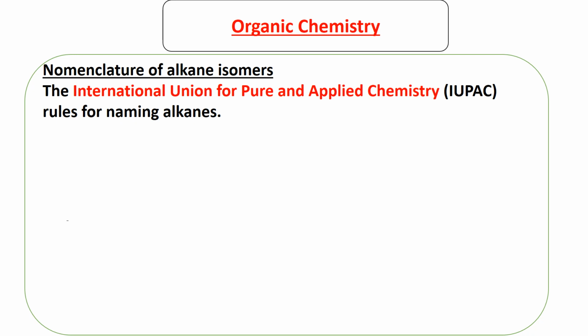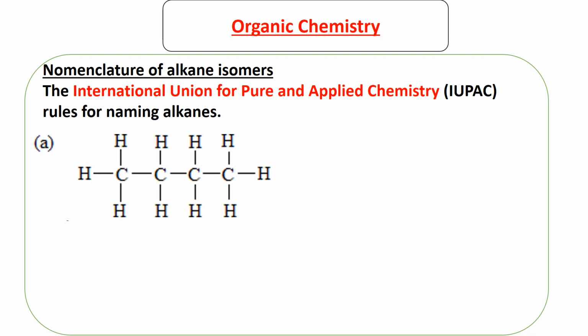So the standard that is used to name hydrocarbons that exhibit isomerism is called the International Union for Pure and Applied Chemistry, IUPAC. So the rules for naming alkanes, I'm going to teach you with examples.